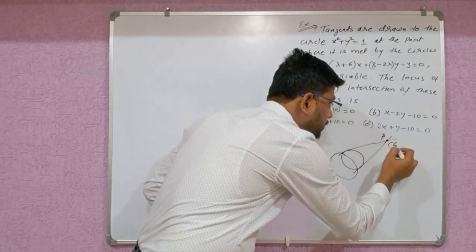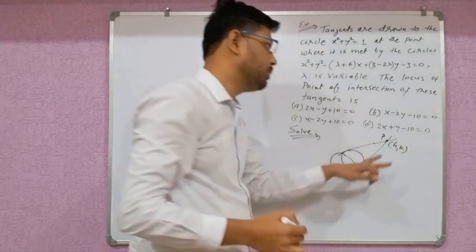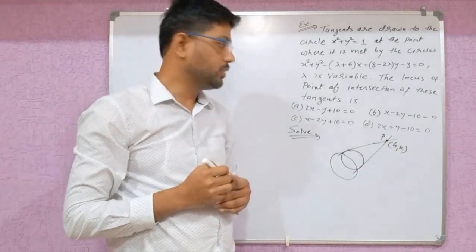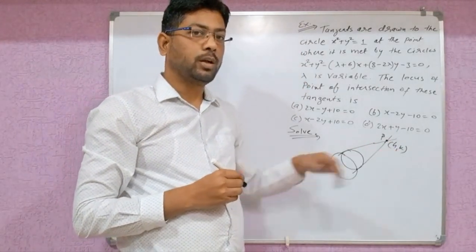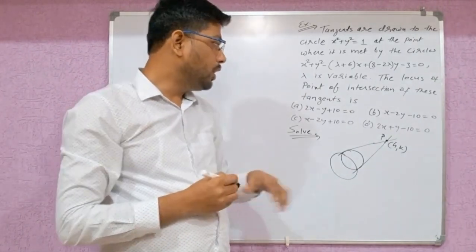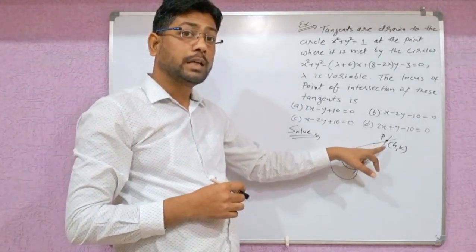Let's suppose this point is P, with coordinates (h, k). This I am taking here. I have to find the locus of this point. Now, this is only a single point. How do I get the locus?